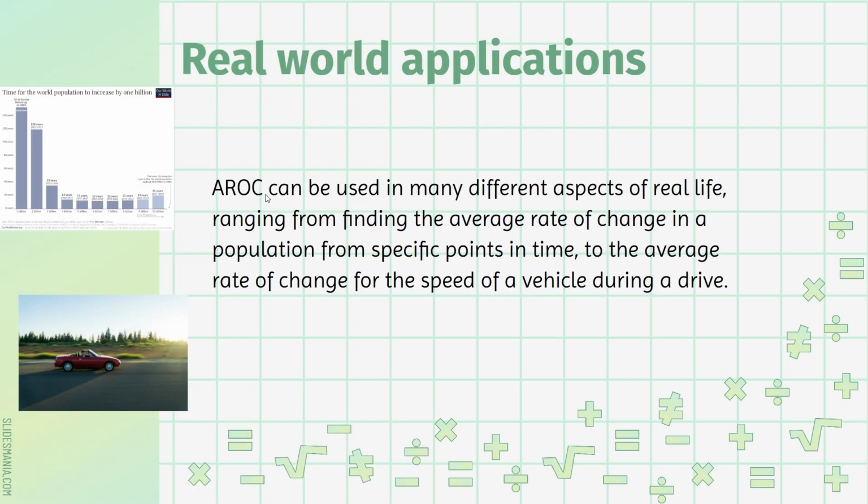Real-world applications. Average rate of change can be used in many different aspects of real life, ranging from finding the average rate of change in a population from specific points in time to the average rate of change for the speed of a vehicle during a drive.